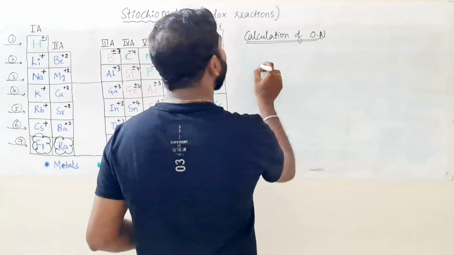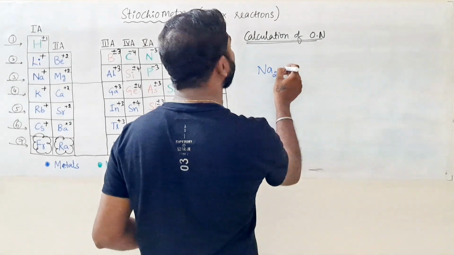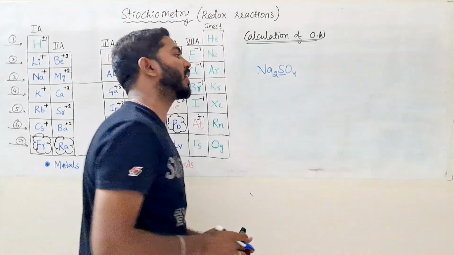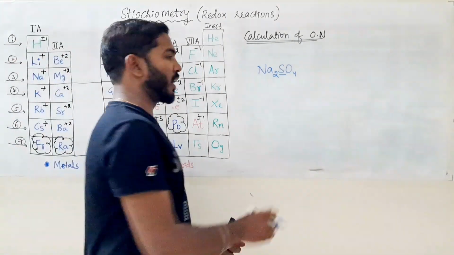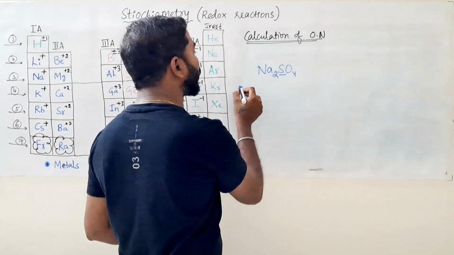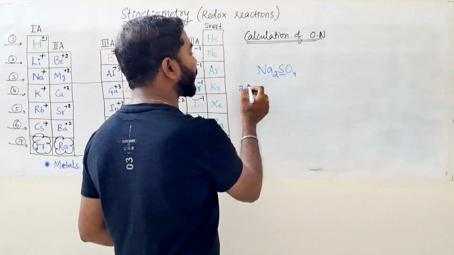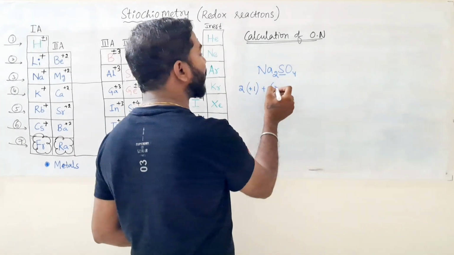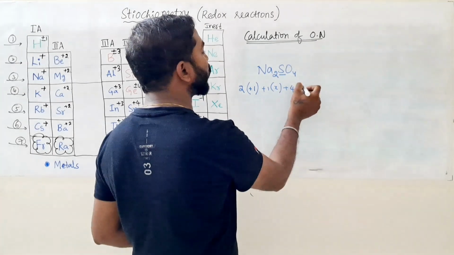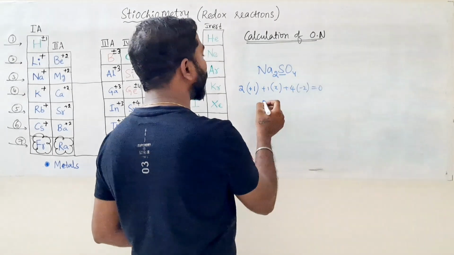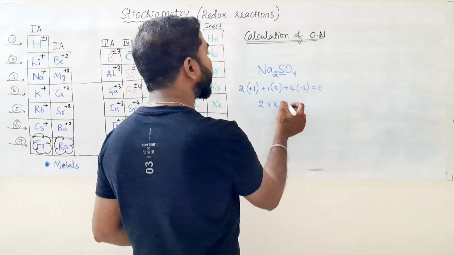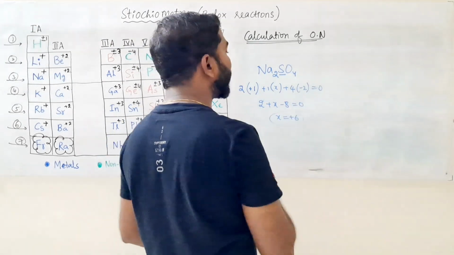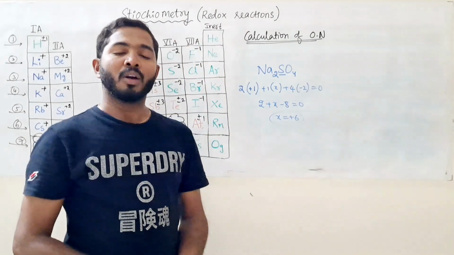And then next, let me give you Na2SO4, that is sodium sulfate. The oxidation number of sulfur we need to calculate. Sodium is present in first A group, so each sodium will be taken as +1. 1 sulfur X, 4 into each oxygen -2. So 2 plus X minus 8 is equal to 0. X is going to come out as +6. Hope you understood.